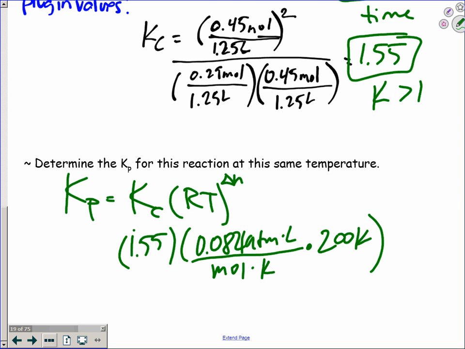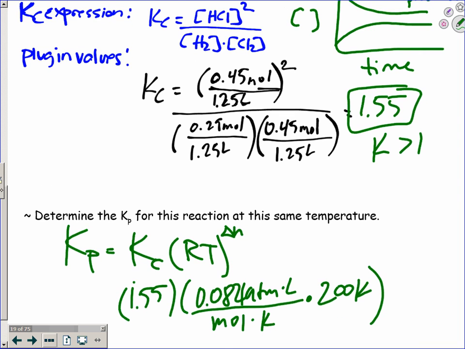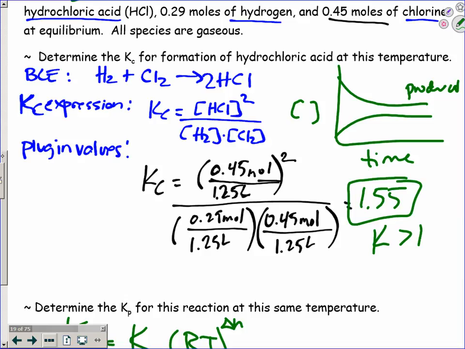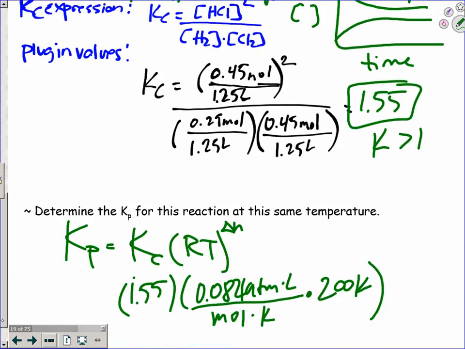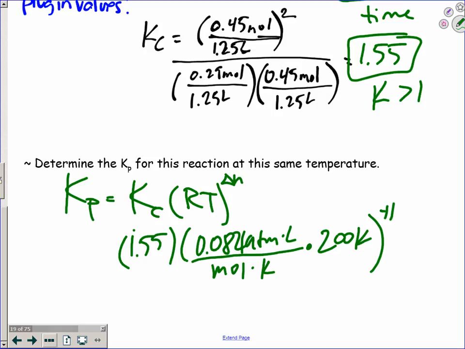But looking at the reaction, you had 2 moles of gaseous chlorine, 2 moles of gaseous hydrogen chloride, and then 2 moles of gaseous reactant, so 2 minus 2 is 0. But if you did not have a 0, you would be plugging a number in up here. Okay? That should hopefully help with one of those textbook questions.